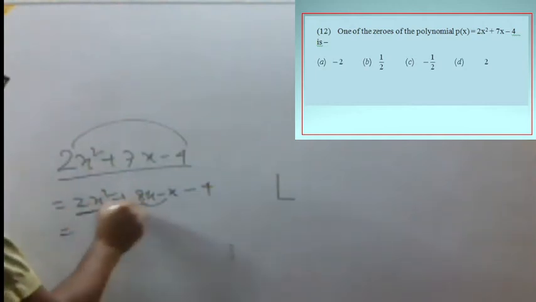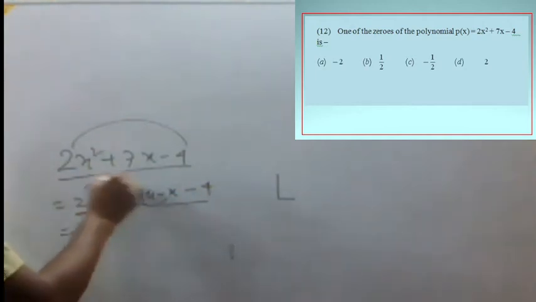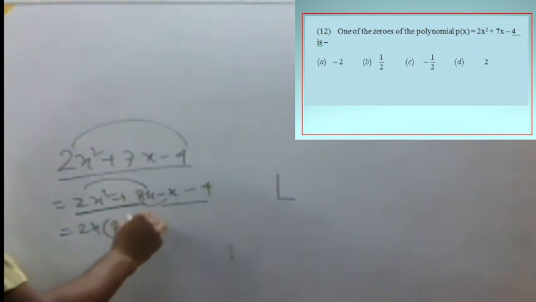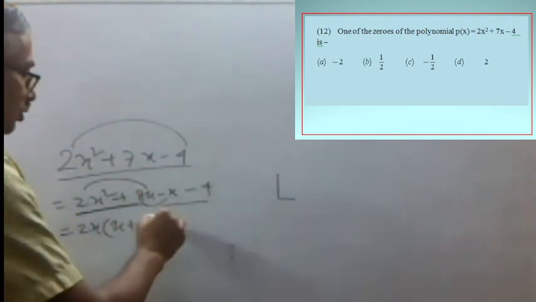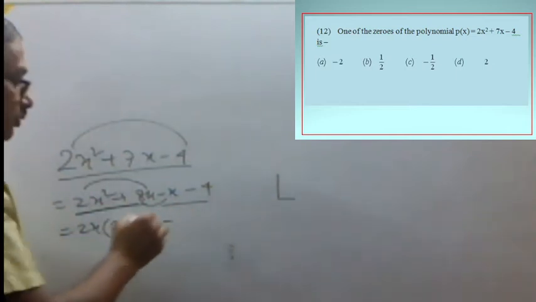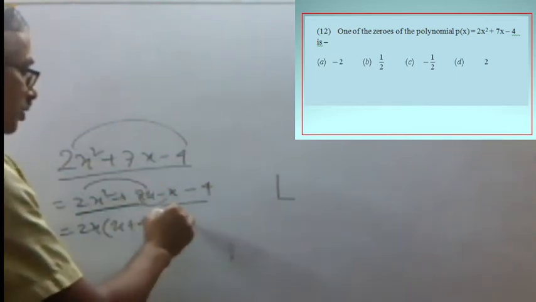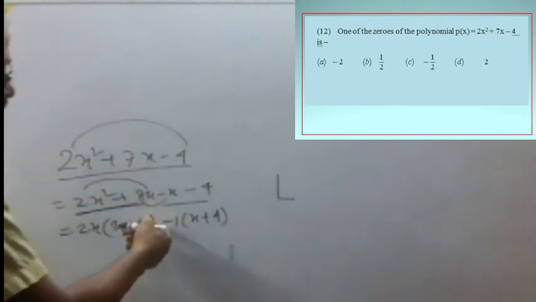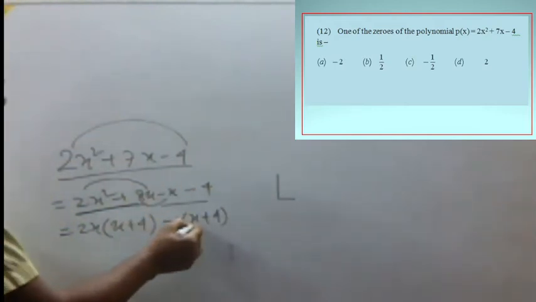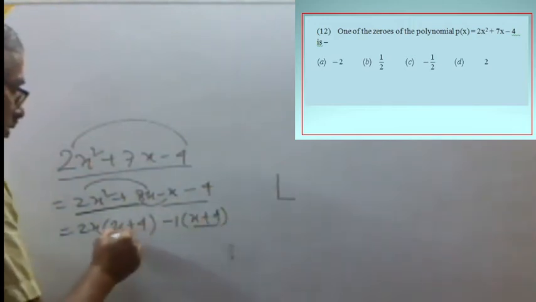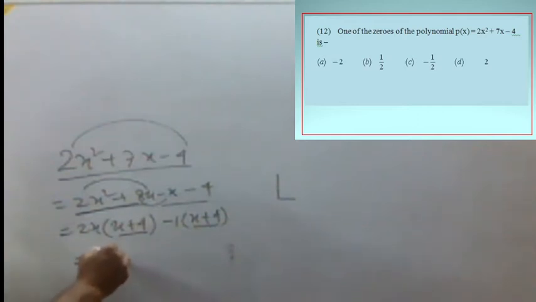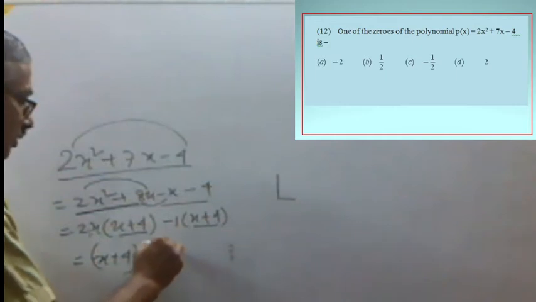Now this is one pair and this is another pair. From the first pair we can take 2x common. If we take 2x common, we get x plus 4. From the third and fourth term we can take minus 1 common. After taking minus 1 common, this is x plus 4. Now this x plus 4 should be the same, otherwise something is wrong. So we can take x plus 4 common again. What is left here? 2x minus 1.